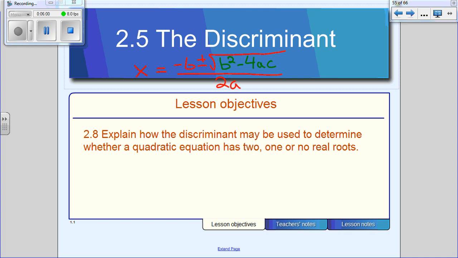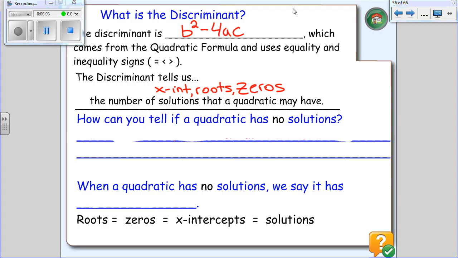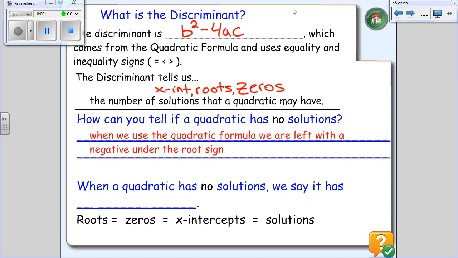So, what the discriminant tells us. Okay, let's try this again. When we use the quadratic formula, if we're left with a negative under the root sign, that means there's no solutions.